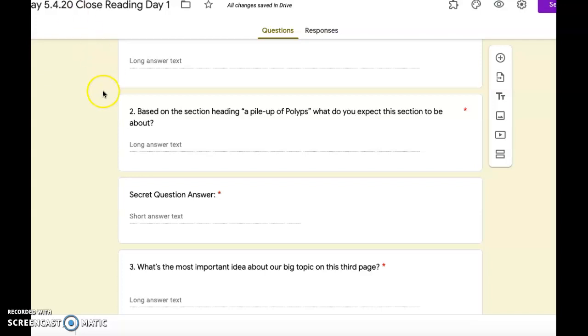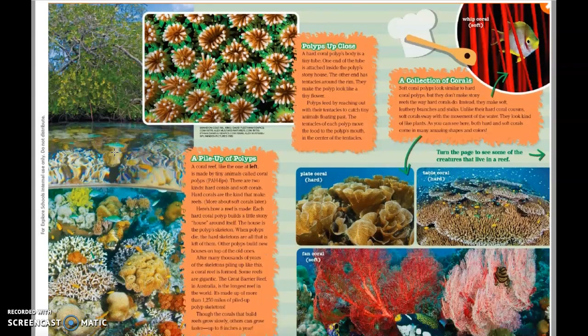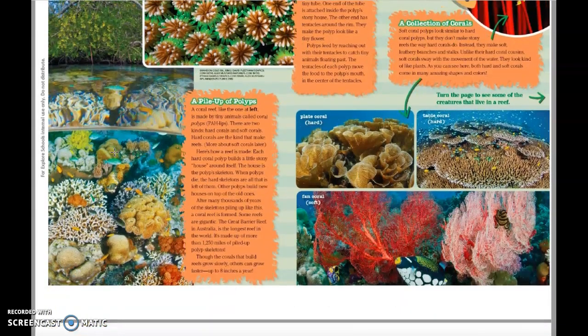Alright, let's go back to the text to read that section to see if our predictions were correct. A pile of polyps. A coral reef like the one at left is made by tiny animals called coral polyps. There are two kinds, hard corals and soft corals. Hard corals are the kind that make reefs. More about soft corals later. Here's how a reef is made. Each hard coral polyp builds a little stony house around itself. The house is the polyp's skeleton.